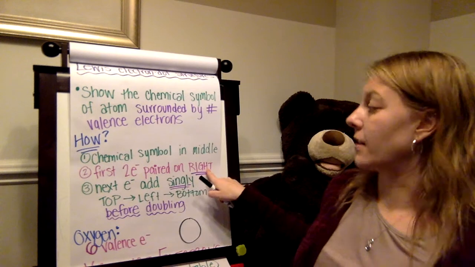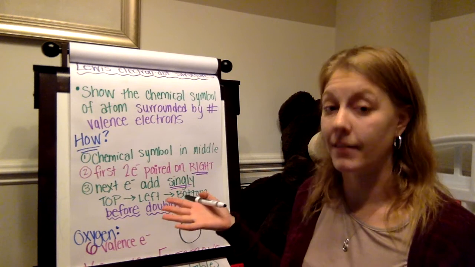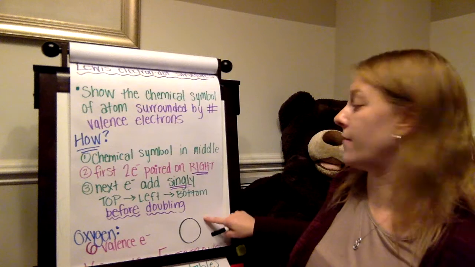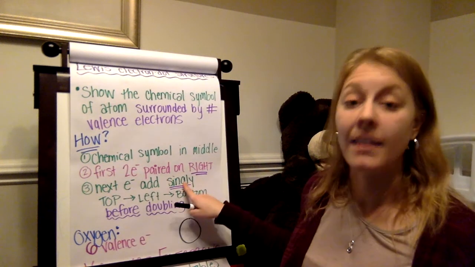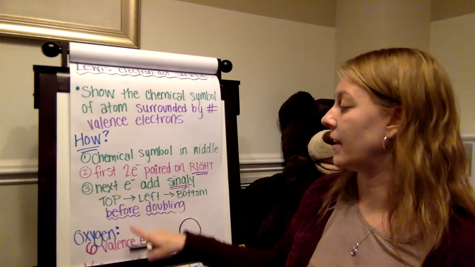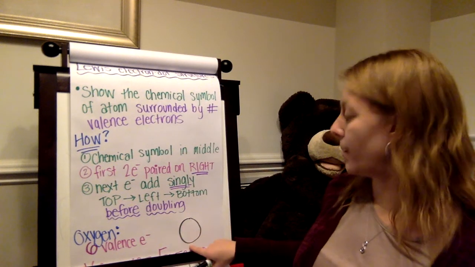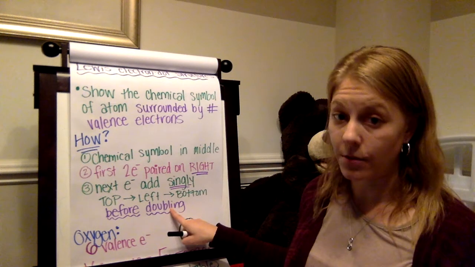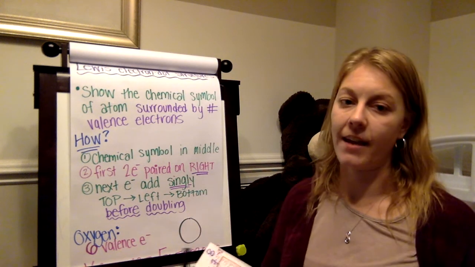The first 2 electrons are going to pair on the right. So if the atom has at least 2 electrons, they're going to be drawn paired on the right side of the atom. After that, we're going to add electrons singly, one at a time. We're not going to pair them yet. We're going to add them singly, top, left, bottom. So they're going to go top, left, bottom, one at a time before they double. If they have to double, then we'll double, top, then left, then bottom. Let's see how this works.